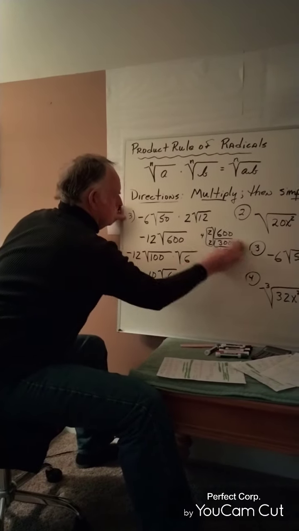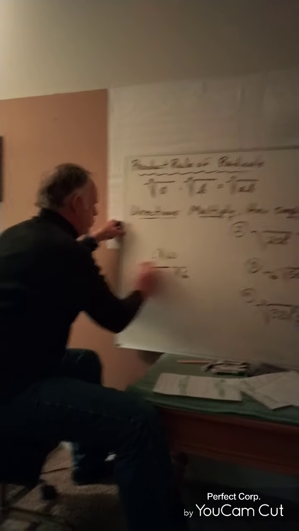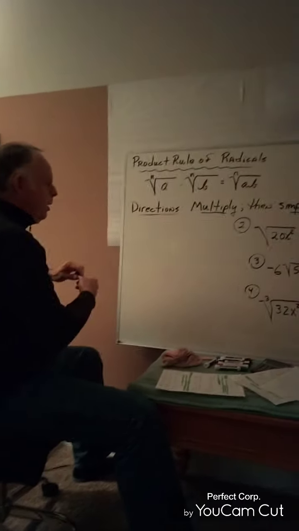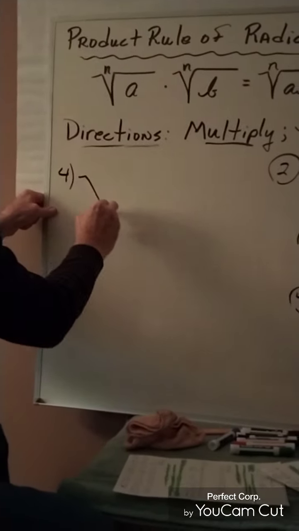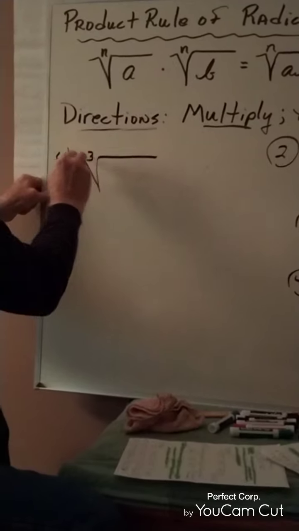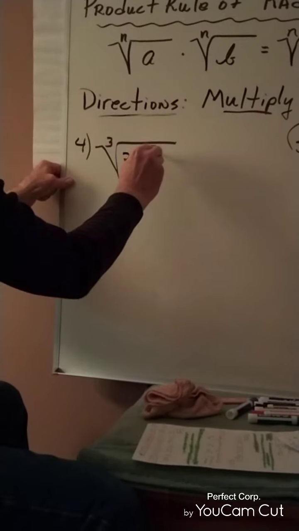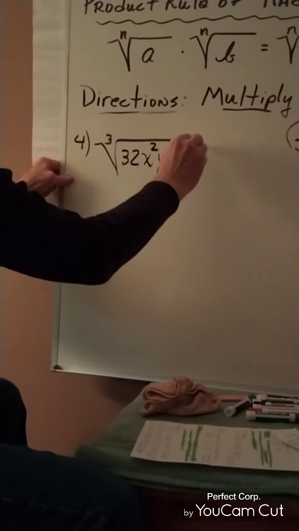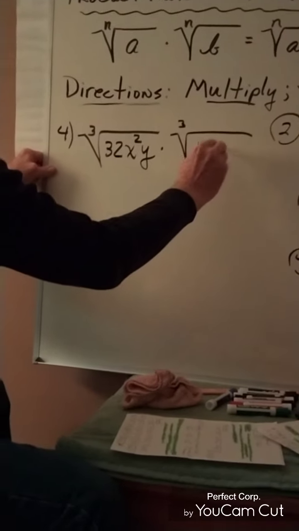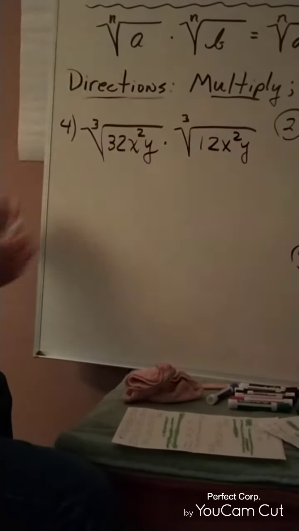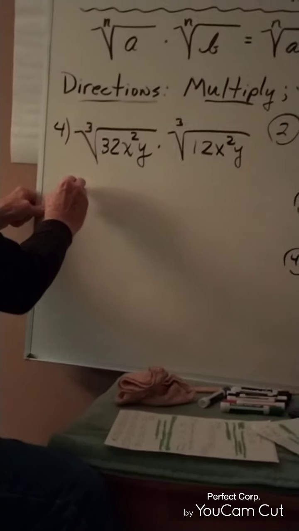Let's erase. And let's pick up this last one. The index now will change. Oftentimes it's square root, but you got to look at the index. Number 4. The cubed root of 32 x squared y times the cubed root of 12 x squared y. Let's multiply and get a single radical.